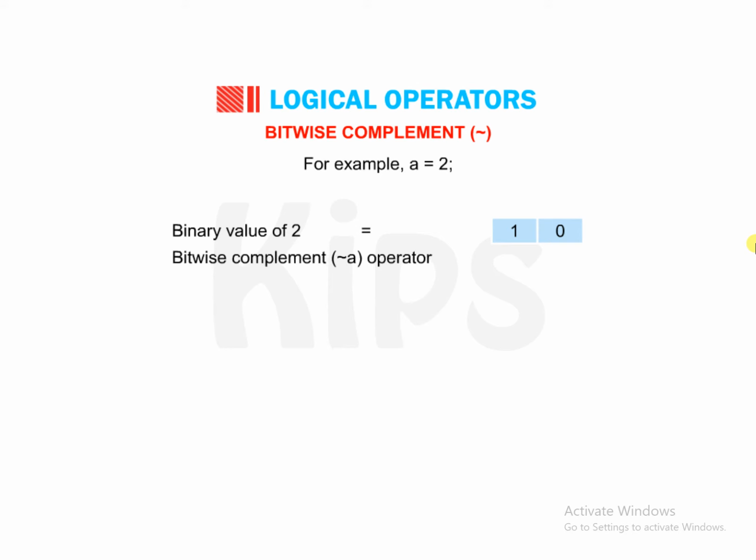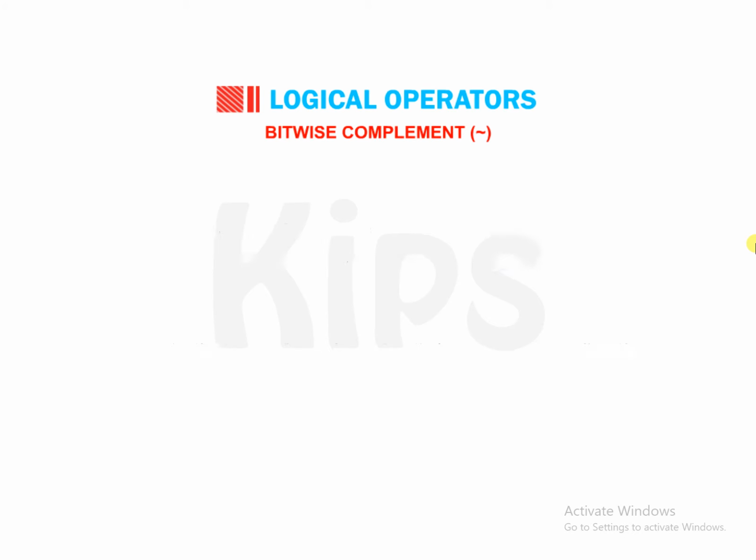Bitwise complement operator equals 01. Hence, bitwise complement A is 01 and the decimal equivalent of the result is 1. Predict the output for the following codes.